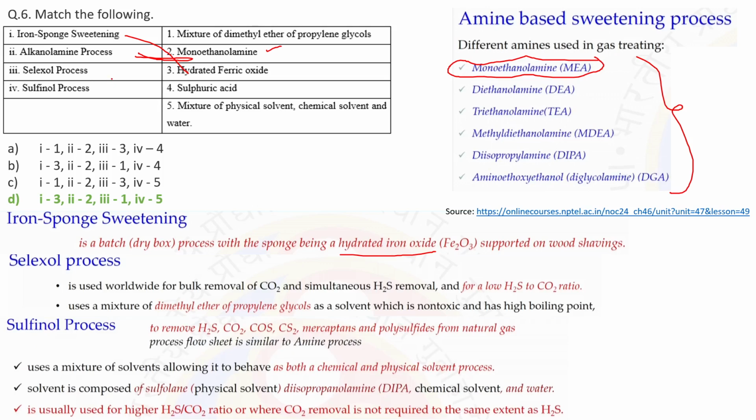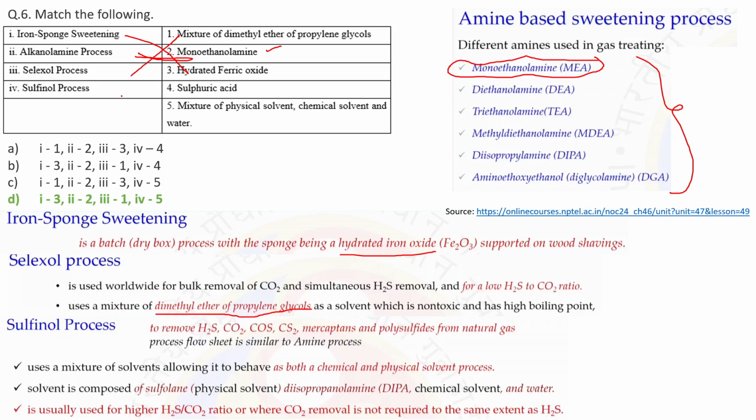Next is the selexol process. It is used worldwide for bulk removal of CO2 and simultaneous H2S removal, and for a low H2S to CO2 ratio. It uses a mixture of dimethyl ether of propylene glycols as a solvent, which is non-toxic and has a high boiling point. So the solvent used in this process is dimethyl ether of propylene glycols, which is the first option. So we can match these two.